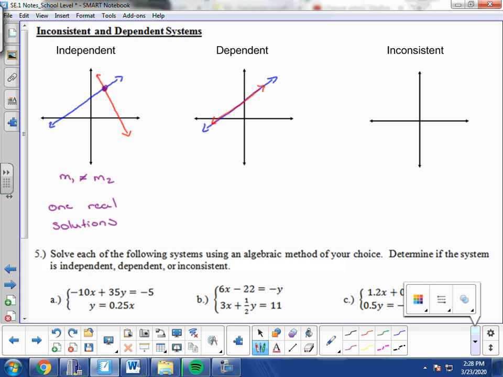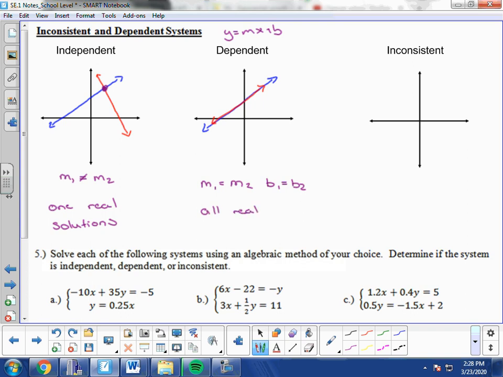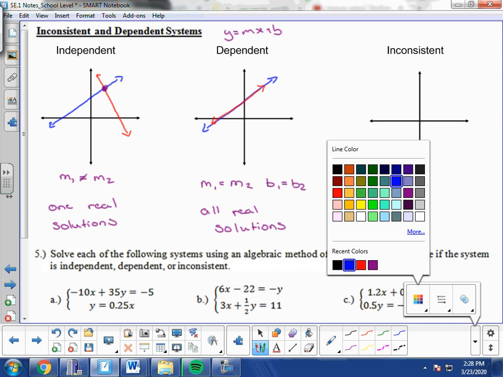Basically, they overlapped. In this case, remember the line format is y equals mx plus b. The slope from the first line is the same as the slope from the second line, and the y-intercept from the first line is the same as the second line. All of the numbers overlap, so this would be all real solutions. Whatever the line is would be a solution. Any point on that line is a solution to that system of equations, so it has an infinite number of solutions.